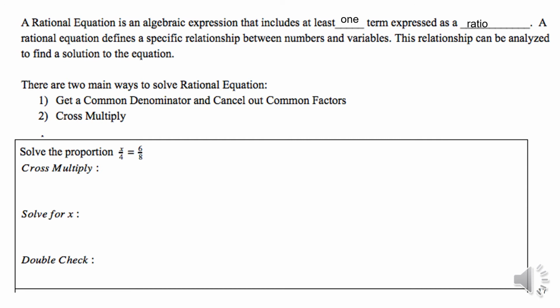If I were to cross-multiply x over 4 equals 6 over 8, I would need to multiply 6 times 4 and set it equal to 8 times x, leaving me with 8x equals 24. Then I need to solve for x by dividing both sides by 8, giving me x equals 3. And then lastly, I need to double check that 3/4 is indeed equal to 6/8, which it is.